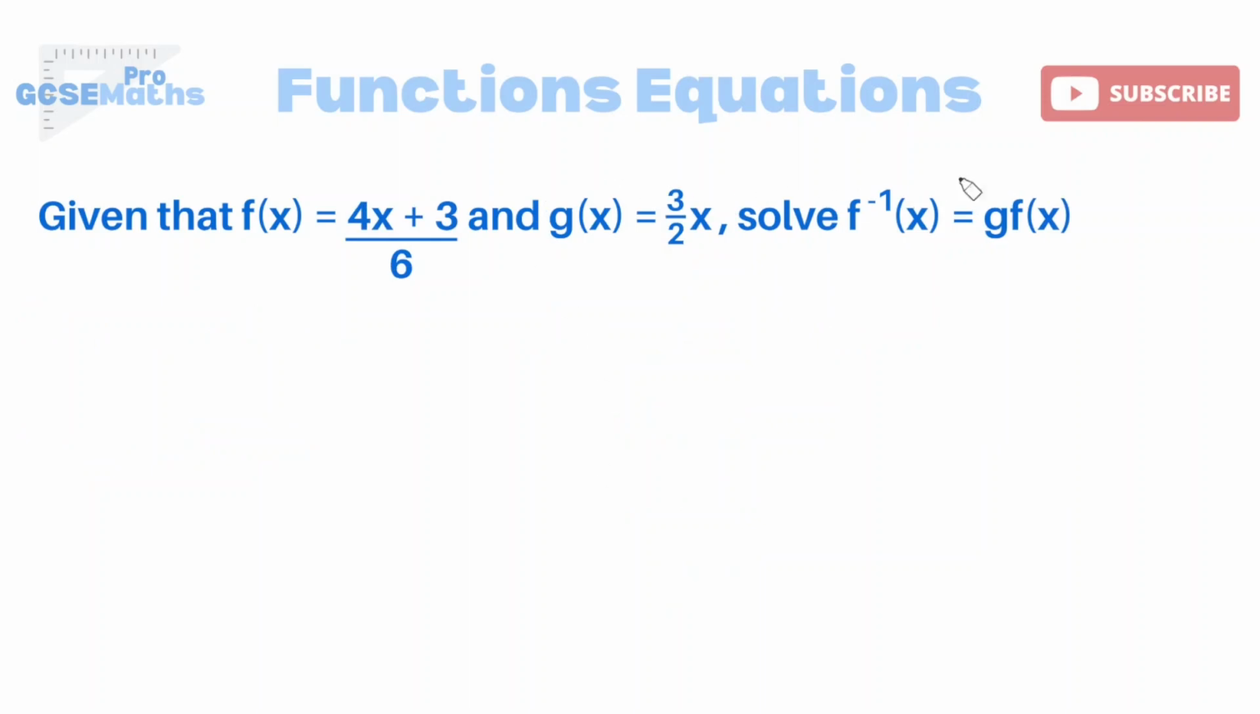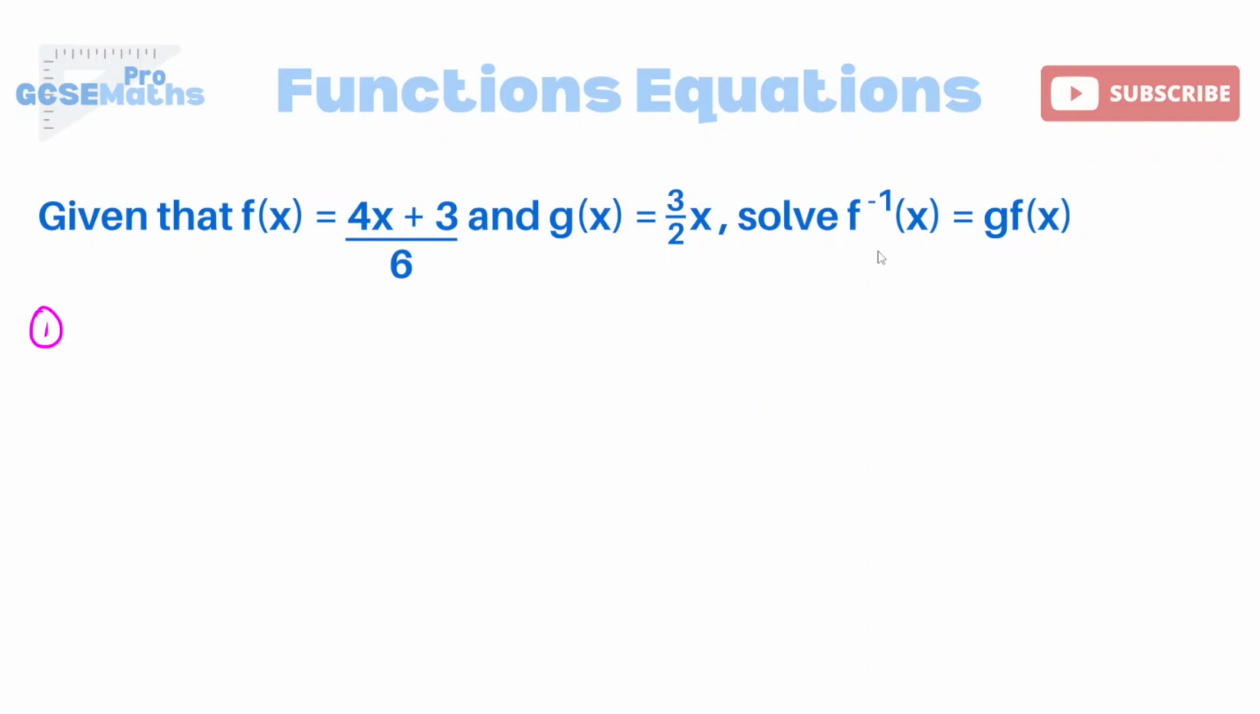Okay, let's look at our last one then. We've got a slightly more complicated example here in terms of the functions, but obviously we're still going to be working in the same way. Let's break it down into steps, but can you see this time we've got a combination of the inverse function and a composite function. So really just make sure you read the question properly. So given that f of x is equal to 4x plus 3 over 6, and g of x is equal to 3 over 2x, we need to solve the inverse function of f of x is equal to g of f of x. Okay, quite a mouthful, but basically let's just break it down again.